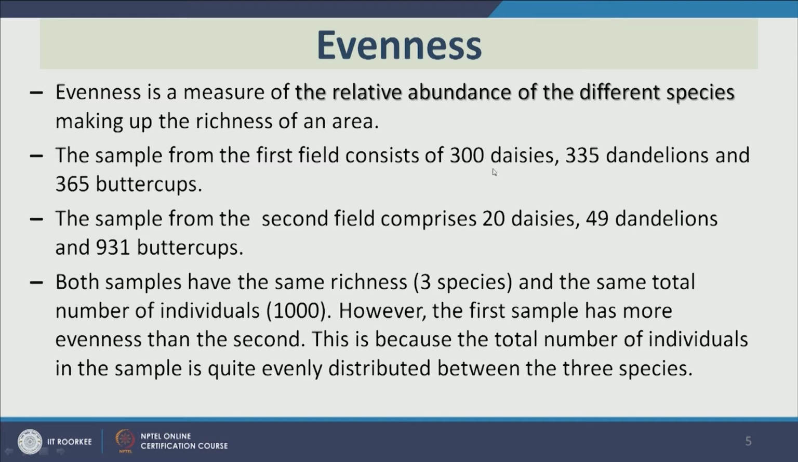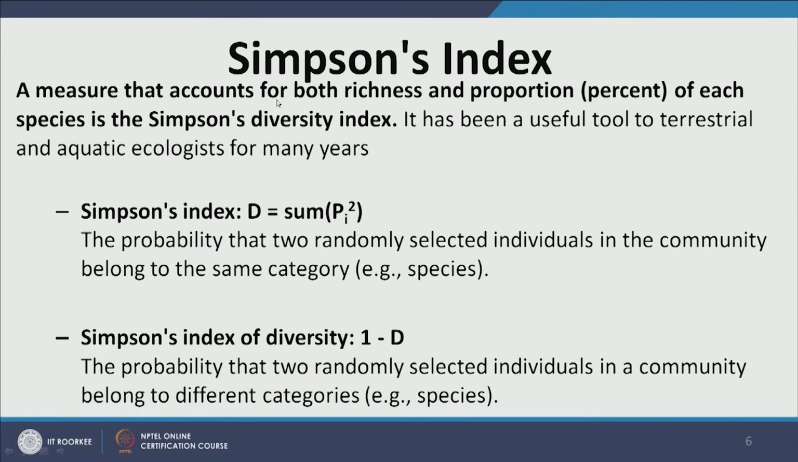However, we note in the first one there is more evenness. There are 300 some of each of the 3, whereas in the other, most of them are buttercups and few of them are daisies and dandelions. I have no idea how they got so few dandelions, they are such weeds. Now both samples have the same richness and the same total number of individuals, 1000 flowering plants. However, the first sample is more even than the other, because the total population is more evenly distributed.